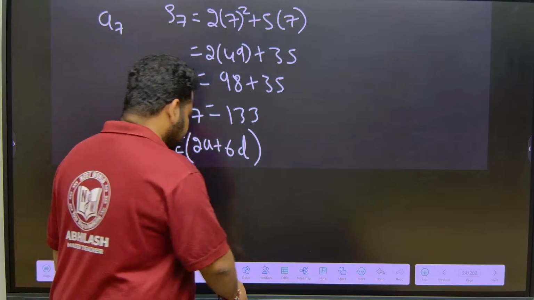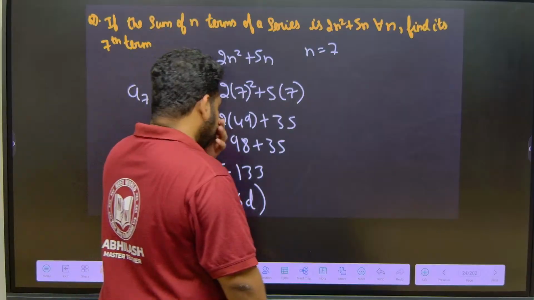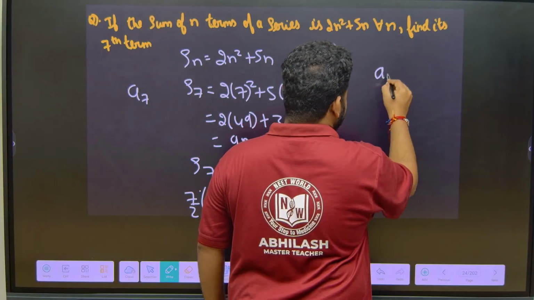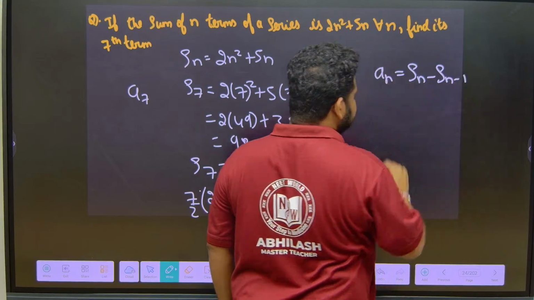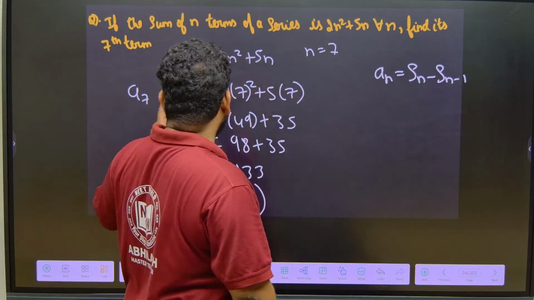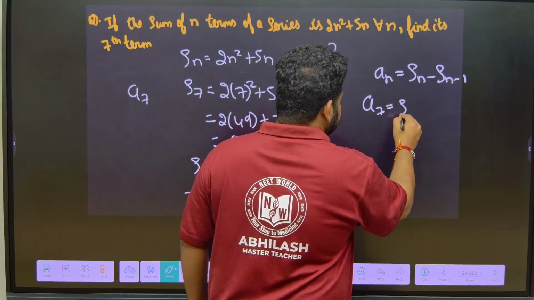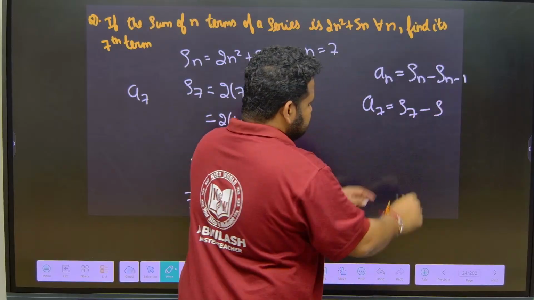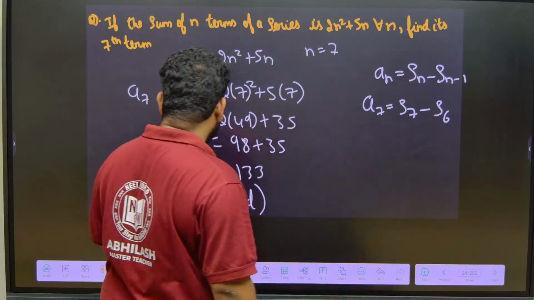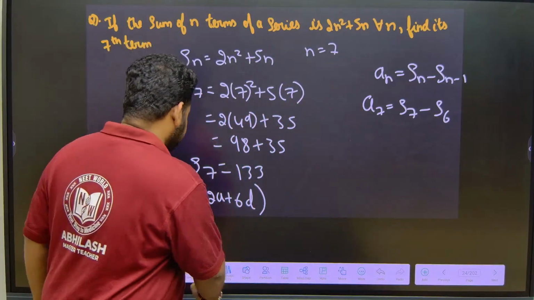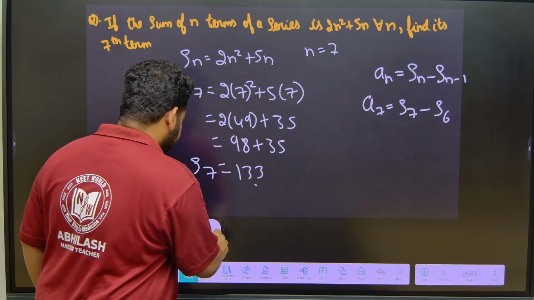But we have a property: if Sn is given and I want to find an, then Sn minus Sn minus 1 gives us an. Similarly, if I want a7, I can write a7 is equal to S7 minus S6. I have got S7. Now I have to find S6. Simply I have to find just S6.